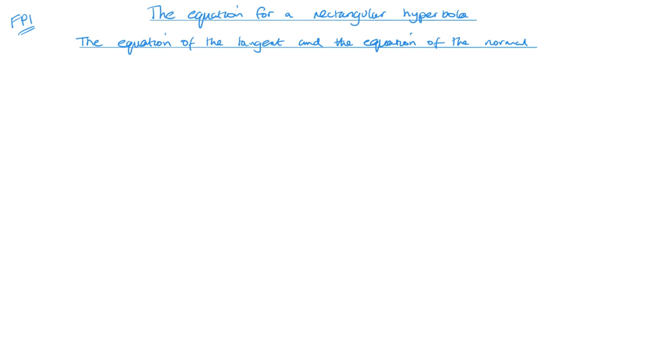Okay, first up, what's a rectangular hyperbola? Now, you have seen these graphs before. It looks something like this. So you recognize this from y equals 1 over x, or y equals a over x.